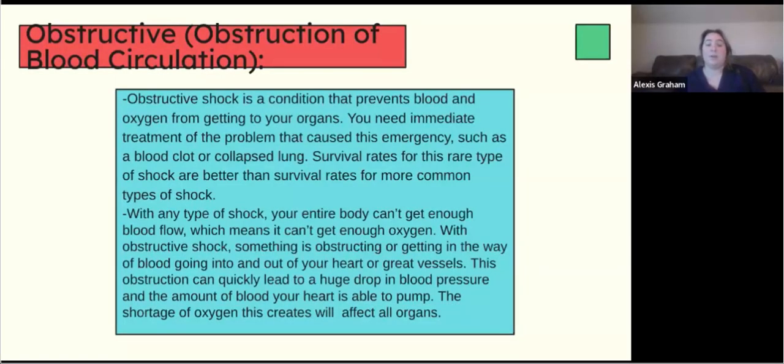With any type of shock, your entire body can't get enough blood flow, which means it can't get enough oxygen. But with this type of shock, there's an obstruction or something getting in the way of the blood going in and out of your heart or great vessels. This obstruction can quickly lead to a huge drop in blood pressure and the amount of blood your heart is able to pump. So the shortage of oxygen that this creates will affect your entire body.